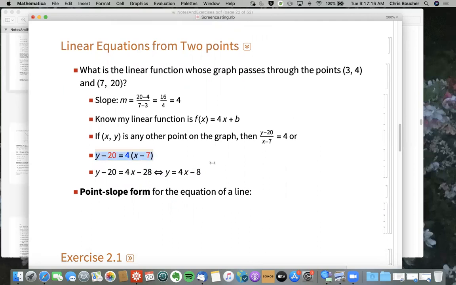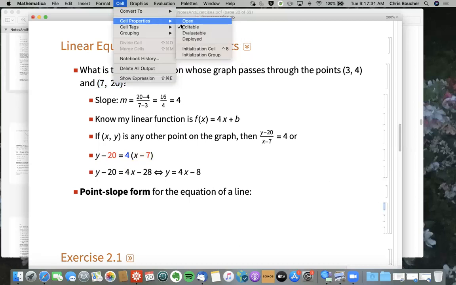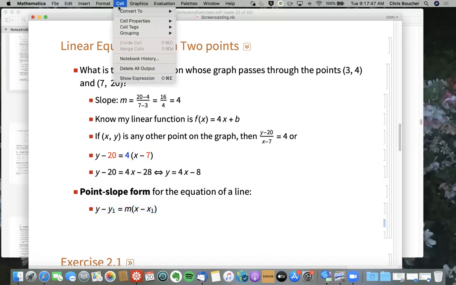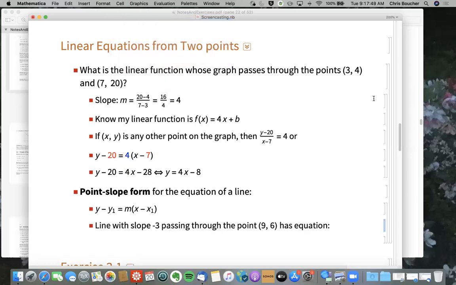And you can link up the colored numbers with other aspects of the problem. 4 is the slope that we figured out up here. And then 20 and 7 are the coordinates of a point on the line. And this form always works. That is, if I know the slope of a line, m, and I know a point on the line, (x1, y1), then this is always the equation of the line: y minus y1 equals m times x minus x1. And so that's kind of a faster way to get to the equation than what we did up above, although it should be said that this method will always work as well.